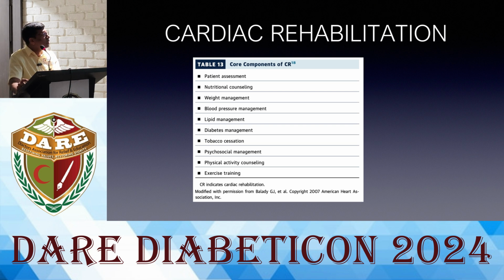Because cardiac rehabilitation is a very vast thing, it involves most of the aspects which need to be covered. So the core concepts are patient assessment, nutritional counseling, weight management, blood pressure management, lipid management, diabetic management, tobacco cessation. The three things which need to be reassured: psychosocial management, physical activity counseling, and exercise training.